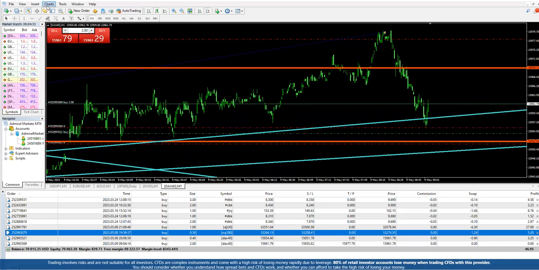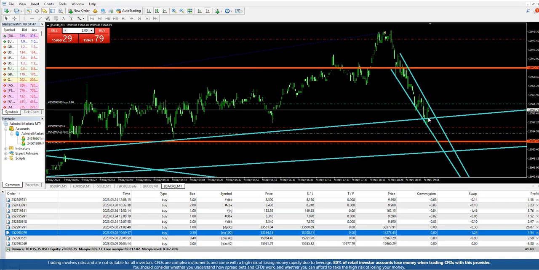The reason for my entry is very simple. Just draw a trend line from here and draw a parallel trend line from here. We are just following the trend. This is an uptrend trend line. If we remain in the uptrend, maybe we will make money. If not, we will get the stop loss.